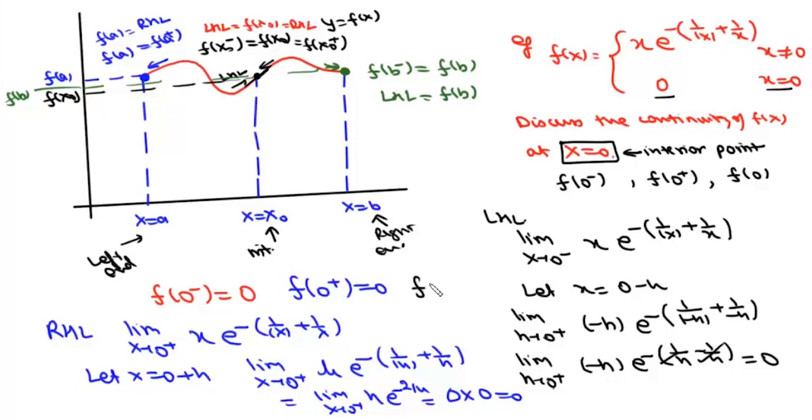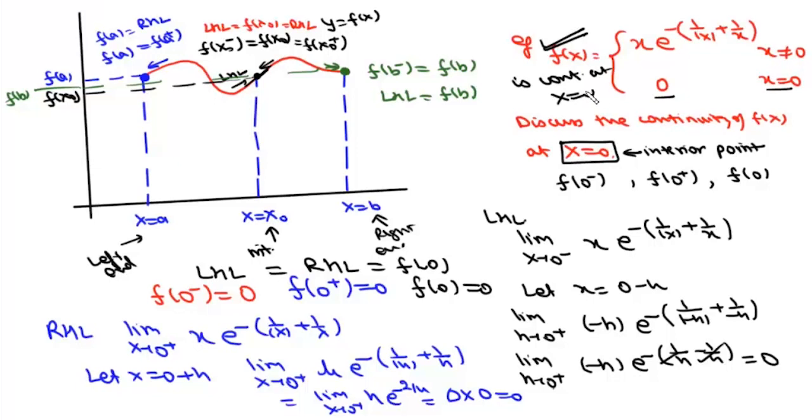And the question says when x is 0, fx is 0. That means f0 is 0. So for this function fx, its left hand limit is equal to its right hand limit, and it is equal to its function value. That means it is continuous at x equal to 0. So we can say this function fx is continuous at x equal to 0.